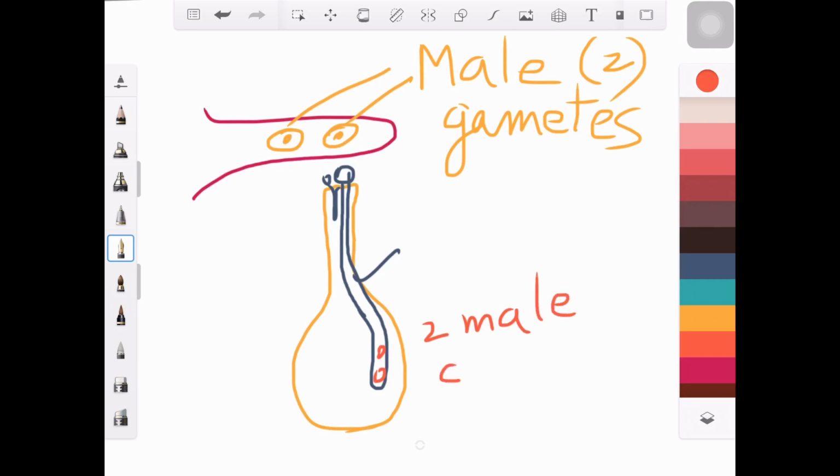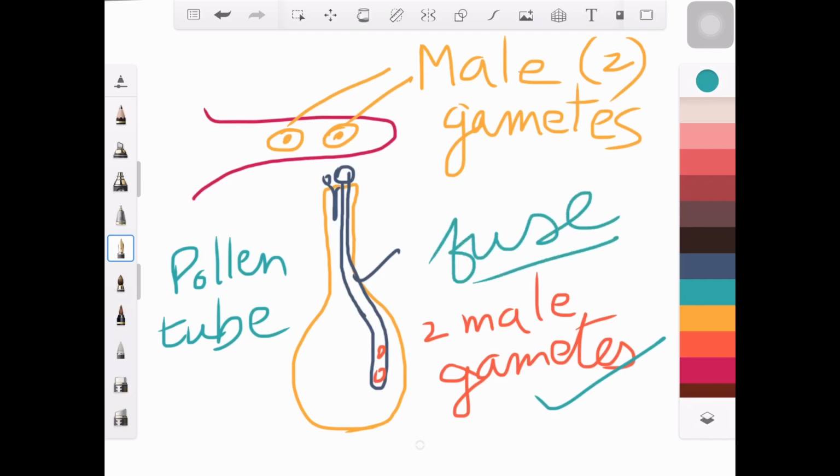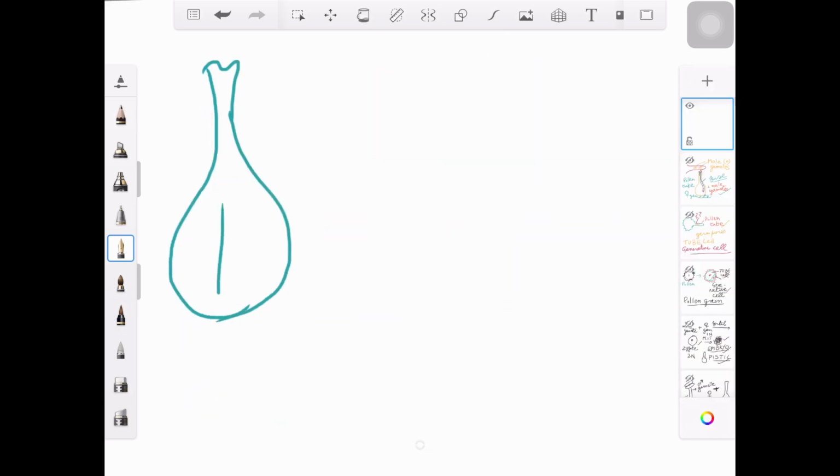Remember, you have been learning this earlier. Two male gametes are found in the pollen tube, at the tip, in the front of the pollen tube. Now, one of the two male gametes will fuse, will join with the female gamete for fertilization. I have been drawing it like this, if you remember, in the diagram of a flower also.